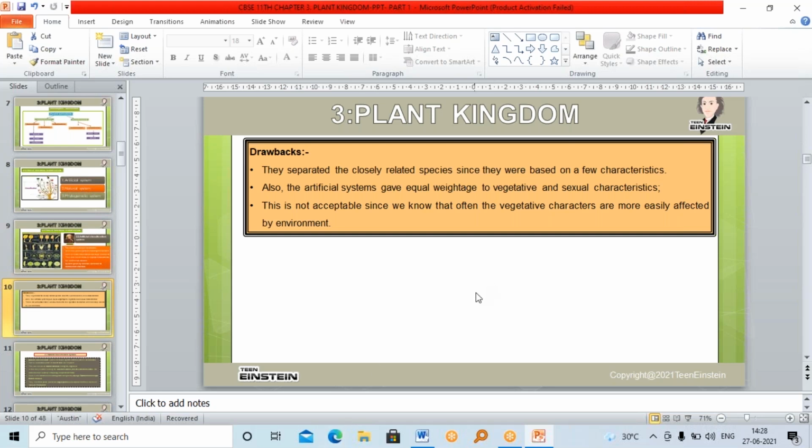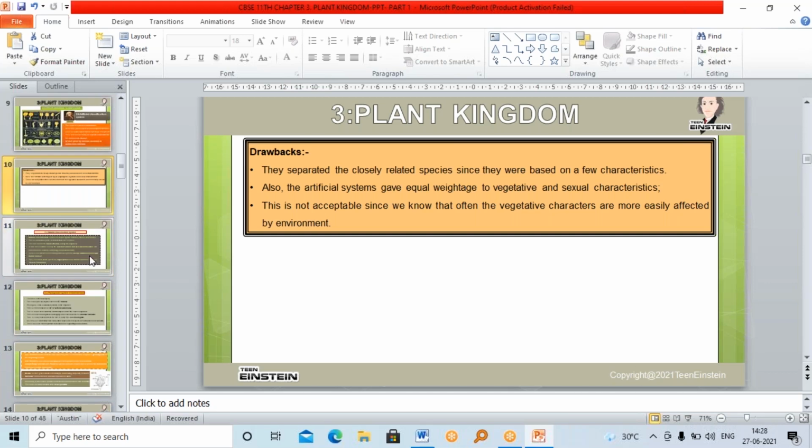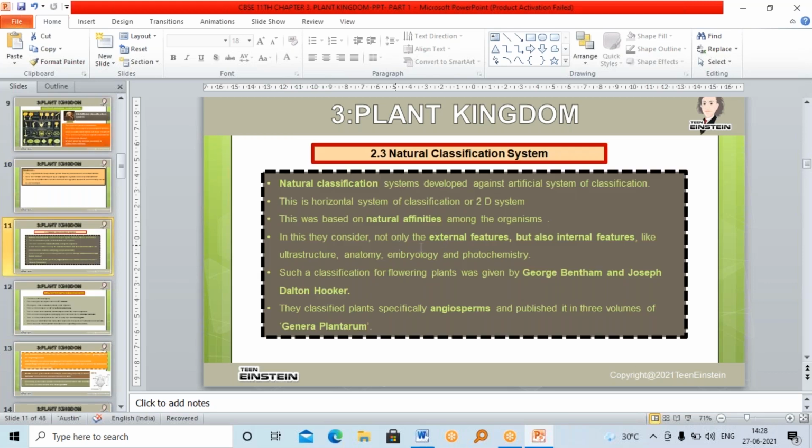And next is the natural classification system. This natural classification system was developed against the artificial system of classification.